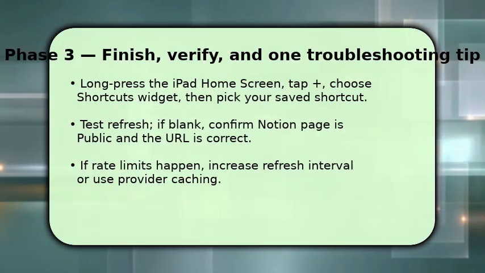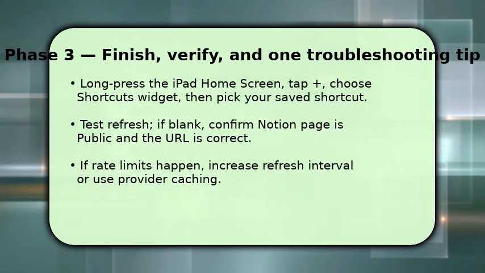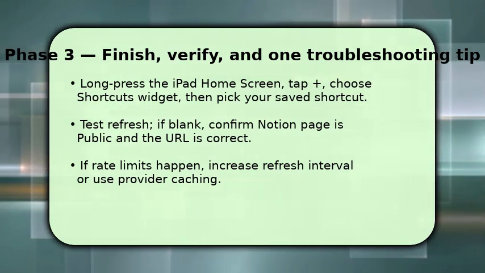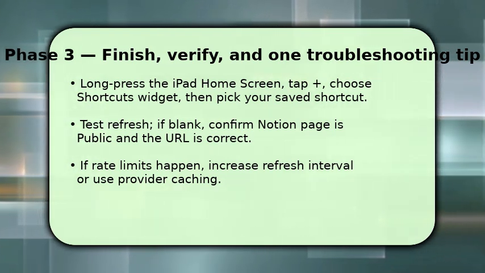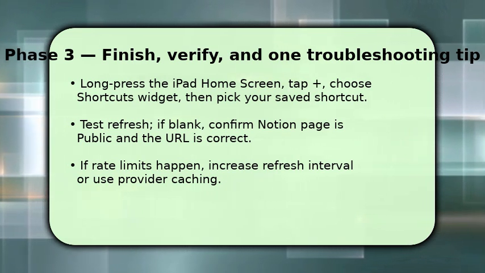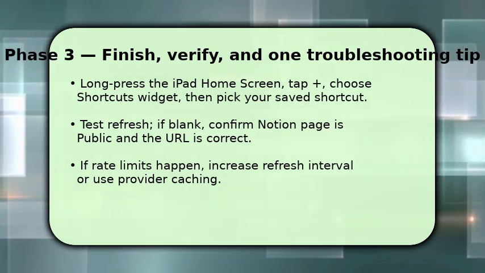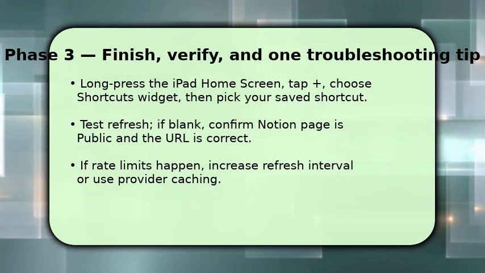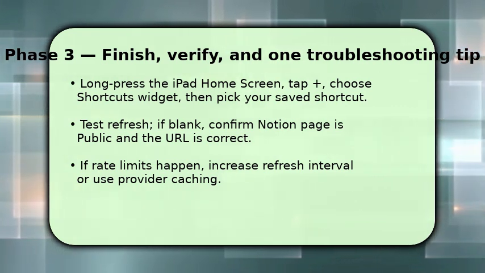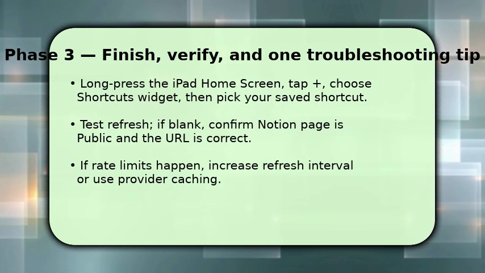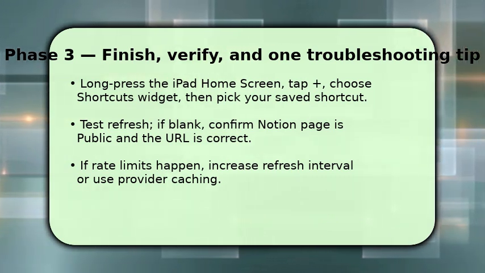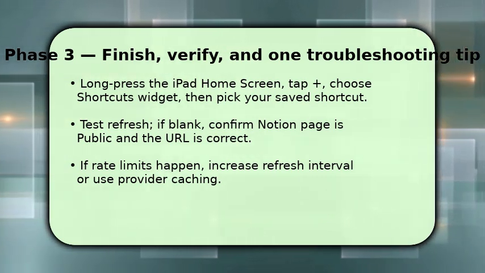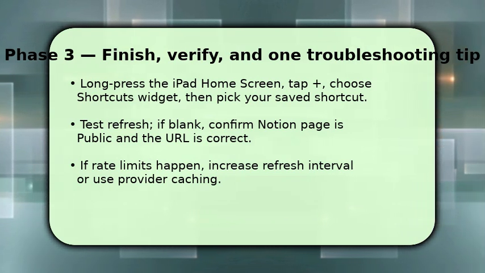Finish by placing the Shortcuts widget. Long press your iPad home screen, tap the plus icon, choose Shortcuts, and select the shortcut you saved. Tap the widget to test it. If it shows blank, immediately check that the Notion page is still public and that the copied URL is exact. Small typos break the feed. If you hit rate limits or see stale data, make sure to increase the refresh interval or use a provider that caches responses. This keeps your widget stable and responsive.